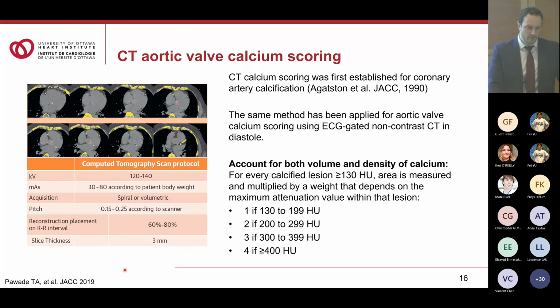Now, CT, of course, has been used for many years, and CT calcium scoring in particular has been studied extensively for coronary artery calcification by Agatston and colleagues, starting in the 90s. The same method has been applied for aortic valve calcium scoring. In this case, you need a CT scan that's ECG gated, non-contrast, usually acquired in diastole. The score itself accounts for two aspects: the volume of calcium and the density of calcium. There's a well-described method that allows us to calculate the Agatston score, and it's exactly the same as with coronary arteries.